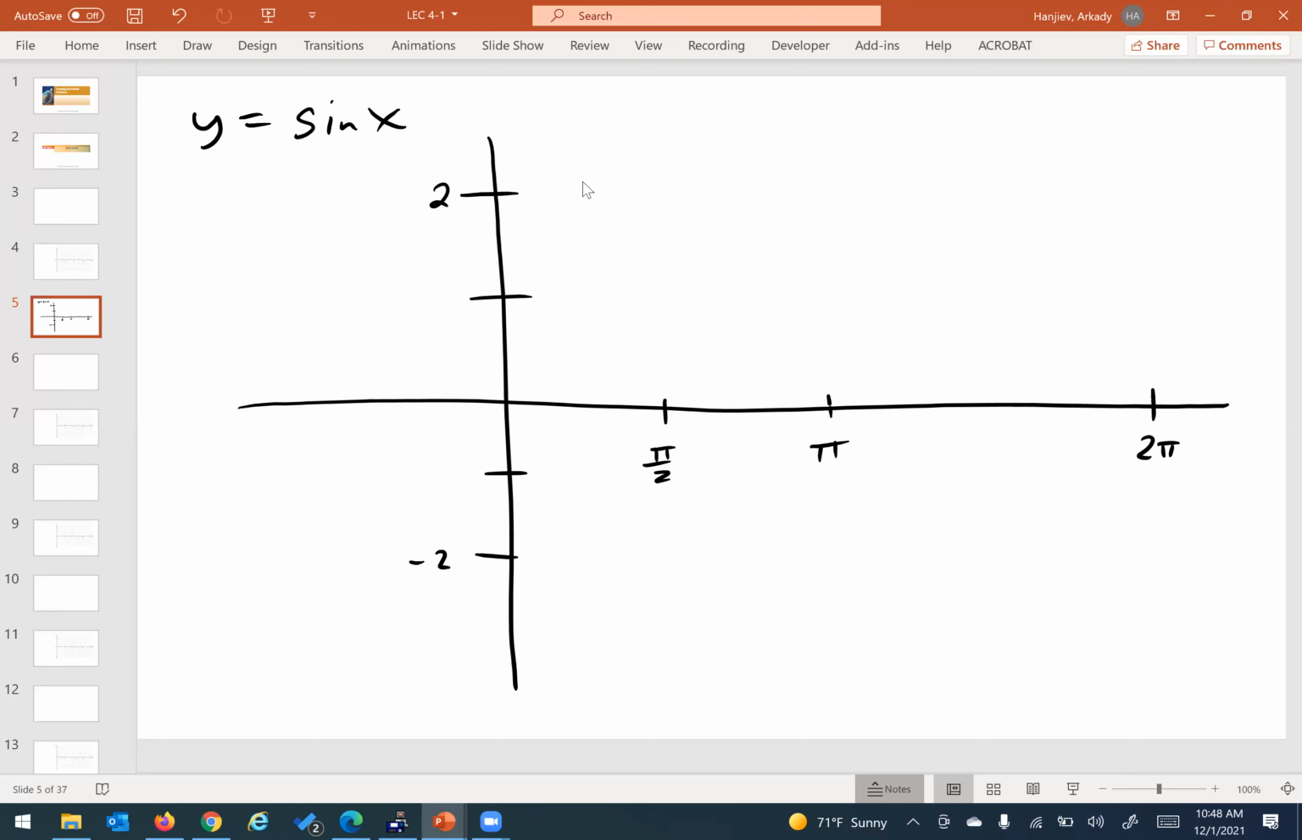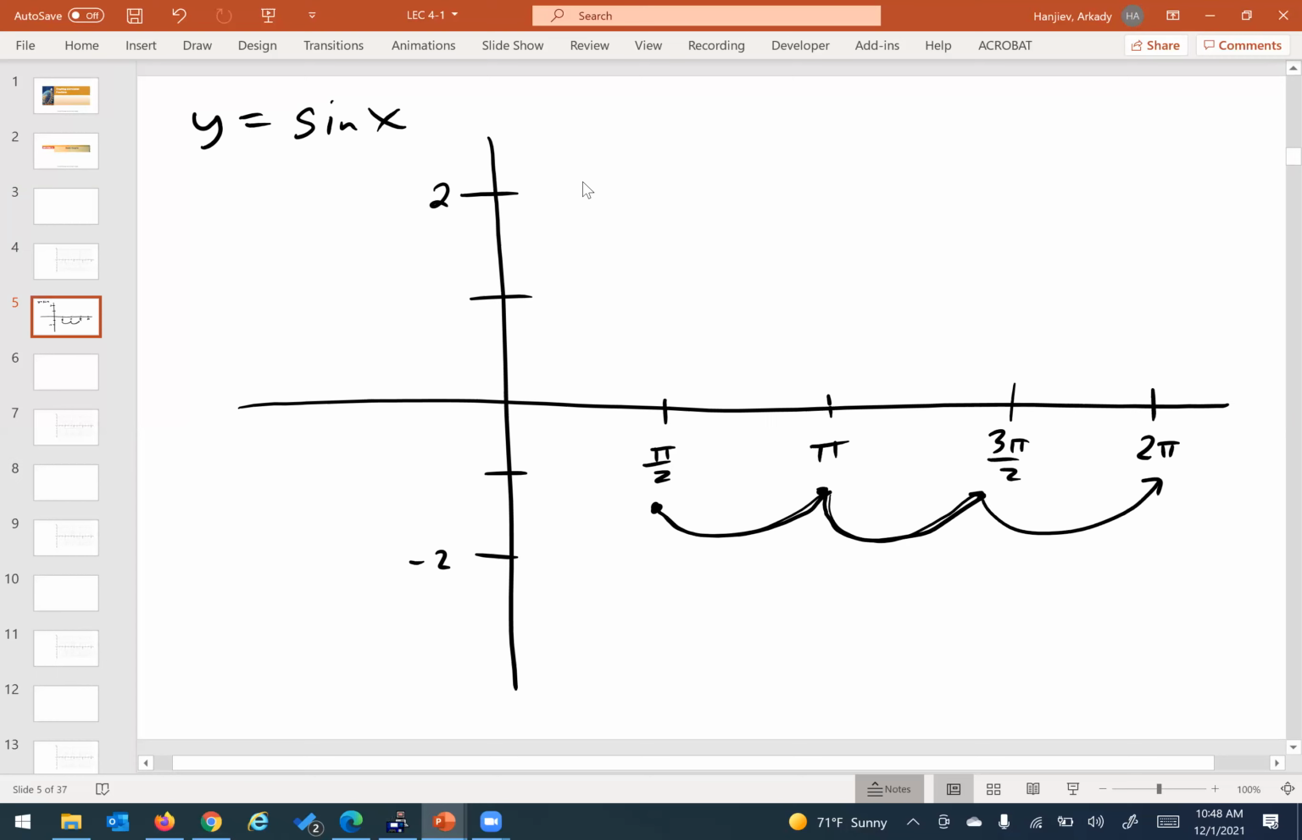And the way I do it, we'll do it later on. If this is pi over 2, this would be 2 pi over 2, and this middle one would be 3 pi over 2. Let's see, this is 1 pi over 2, 2 pi over 2, 3 pi over 2, and then eventually 4 pi over 2, which is 2 pi. Perfect. Okay, so we're going to do that kind of thing a lot.